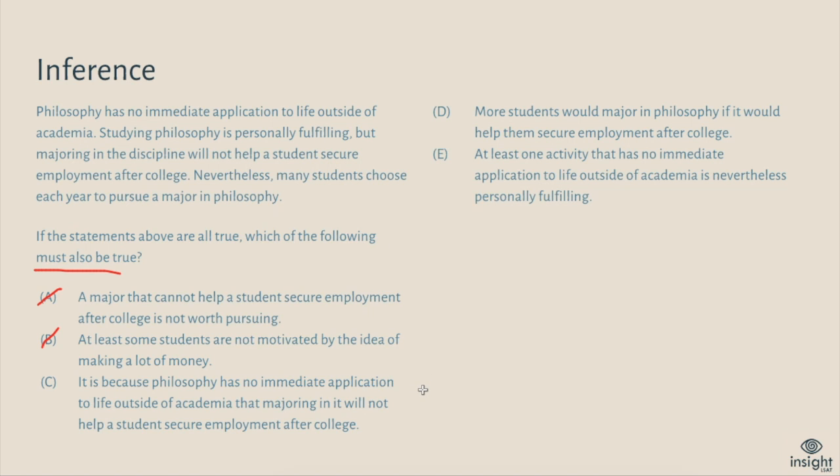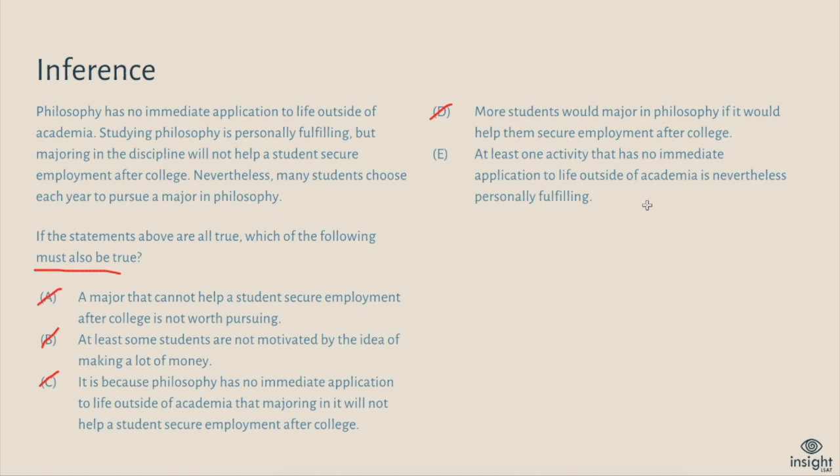C. It is because philosophy has no immediate application to life outside of academia that majoring in it will not help a student secure employment after college. Well, that doesn't have to be true. No, that's an extra bit of information that doesn't have to be true. D. More students would major in philosophy if it would help them secure employment after college. I don't know if that could be true, but it doesn't have to be true given what is said in the argument. That's wrong. Oh man, I hope E is right because otherwise we're in trouble.